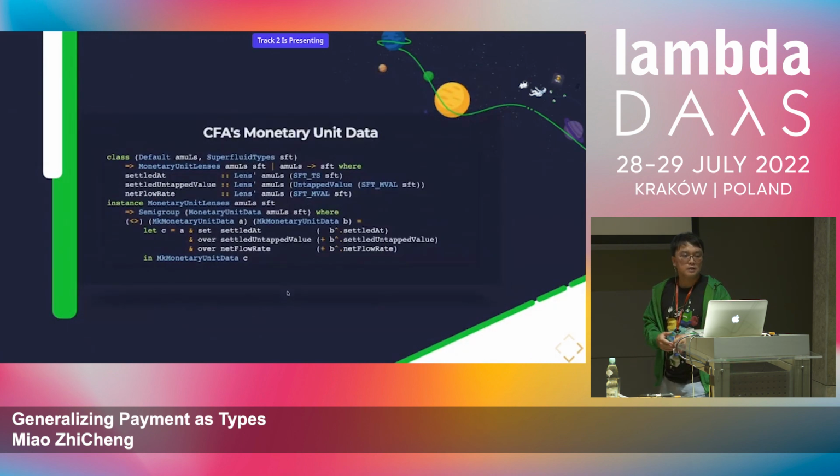All right. Well, more lenses. In order to combine the information here, we have three key pieces of information about the constant flow agreement. One is when it's settled, what's the settled value, and the net flow rate. It's not very obvious here why I need to store three values, but in order to combine those three, you just replace the settled-at time with a new value, and for the settled untapped value, you just add on top of the previous value. For the net flow rate, you add on top of it, so it's a delta kind of thing, right?